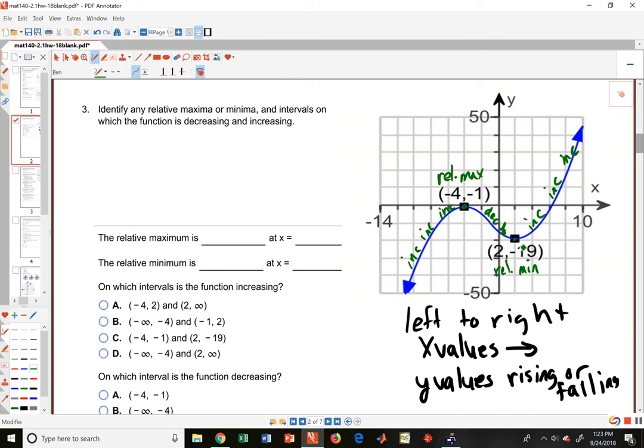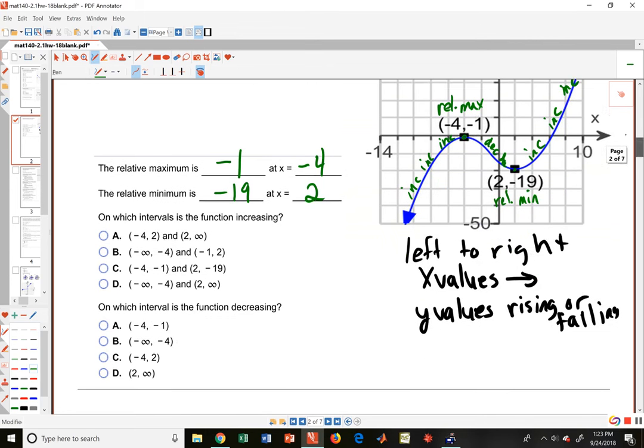And the same thing with this relative minimum. At negative 19, it's the smallest value. If you go to the right or the left, the y values get bigger. So that we call a relative minimum. Let's see how we report it. The relative maximum is -1, and it occurs at x equals -4. The relative minimum is negative 19, and it occurs at 2.